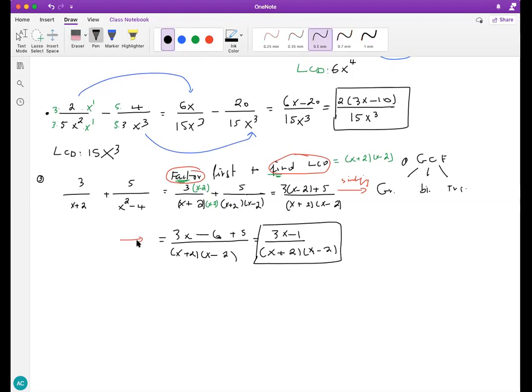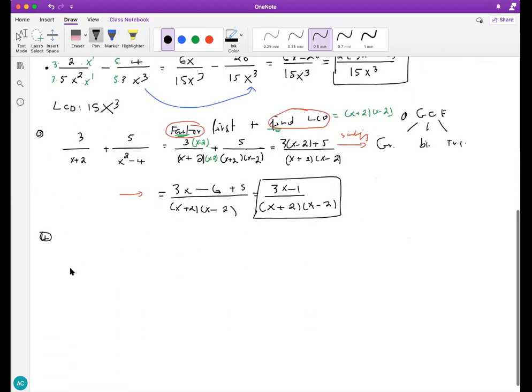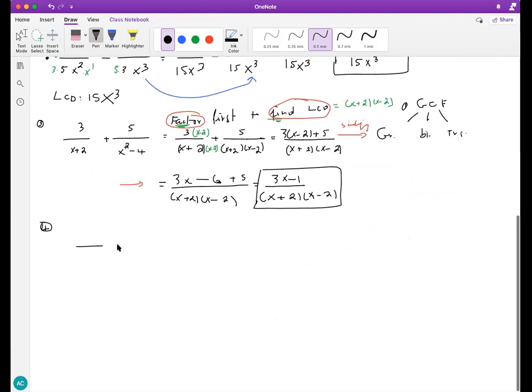Okay, so pay attention again. The next example will be similar to this. So number 4. All right, so x plus maybe 5x.